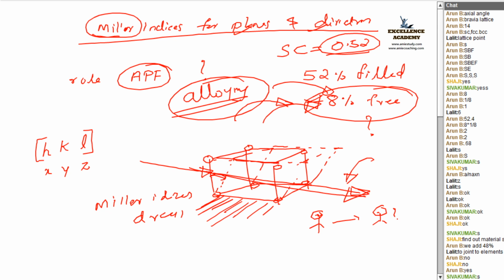And how is it represented? In square brackets. If a negative symbol is there, suppose the movement of this material is towards the negative direction of Z, how will you represent it? That is represented by putting a bar over the value like this and enclosing it in square brackets. Clear to us?